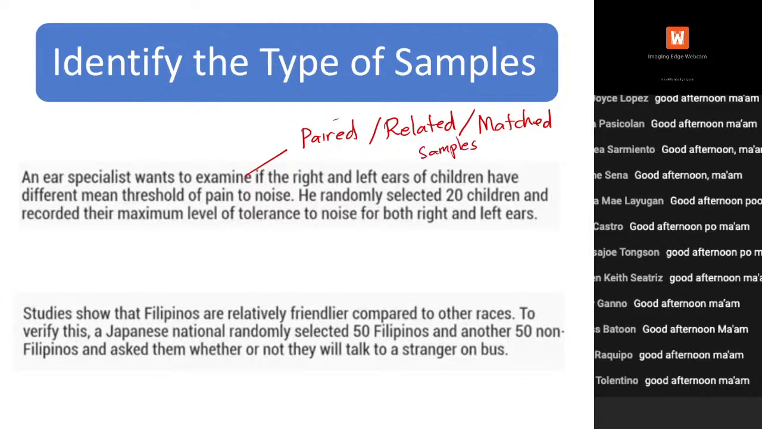Whereas the second: studies show that Filipinos are relatively friendlier compared to other races. To verify this, a Japanese national randomly selected 50 Filipinos and 50 non-Filipinos. Okay, so this is independent. Independent samples.